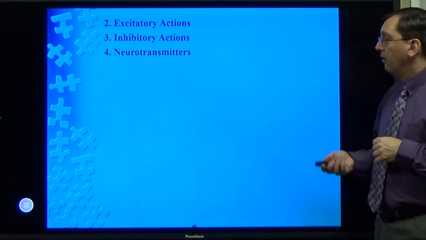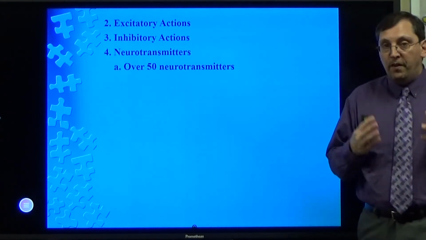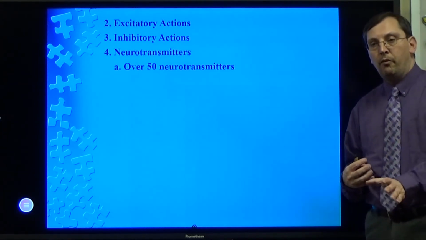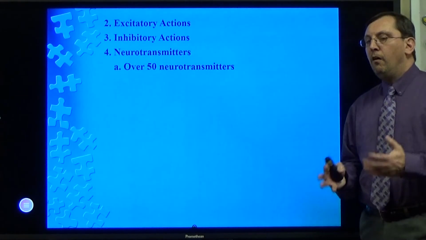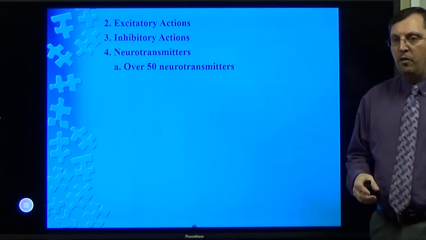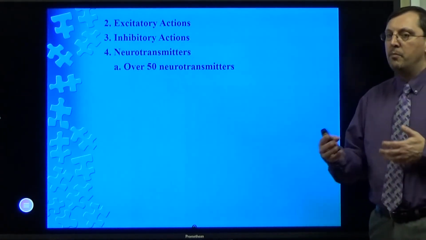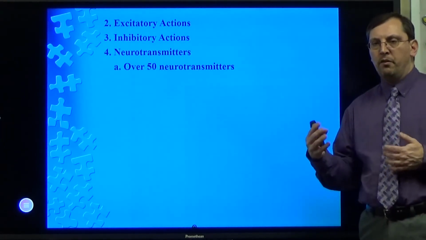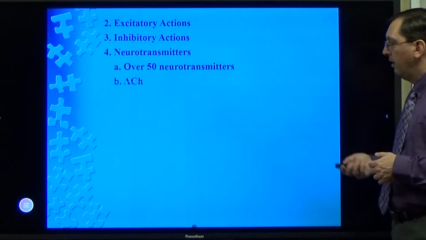There are over 50 known neurotransmitters. We keep finding new ones all the time because sometimes certain chemicals found in one part of the body aren't a neurotransmitter, but when you find them inside the nervous system, they become a neurotransmitter. Because of that, it becomes kind of complicated to figure out how they work all the time in different parts of the body.